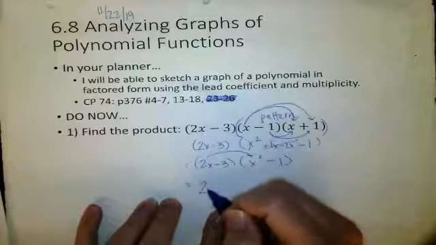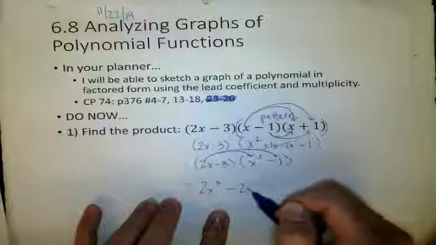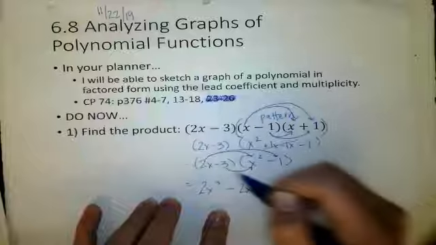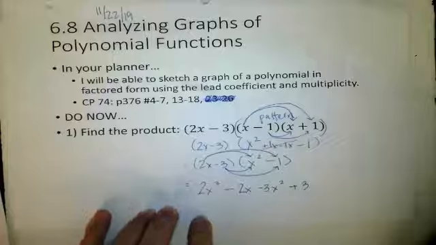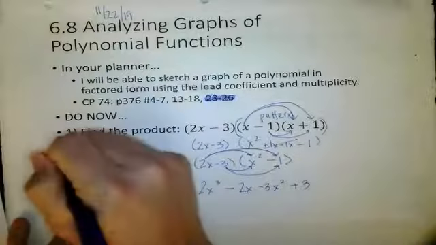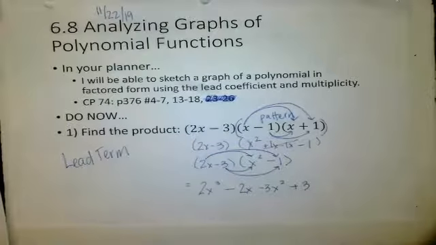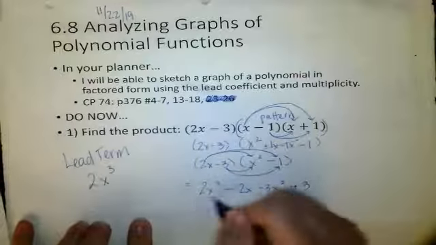2x times x cubed is 2x to the third. 2x times negative 1 is negative 2x. Negative 3 times x squared is negative 3x squared. And negative 3 times negative 1 is positive 3. That's a polynomial. Can I ask you a question about that polynomial? What is the lead term? We're interested in the lead term today. What is the lead term? 2x cubed. Very good. The lead term is 2x cubed.